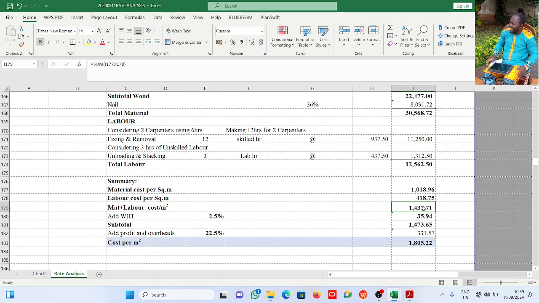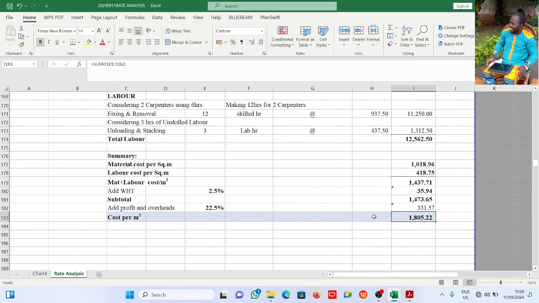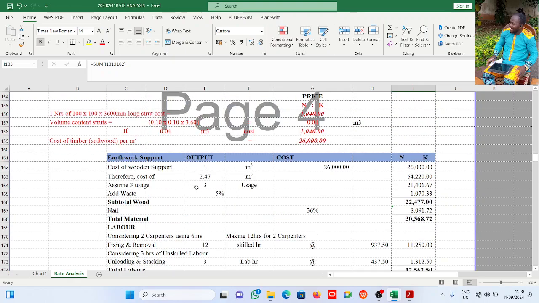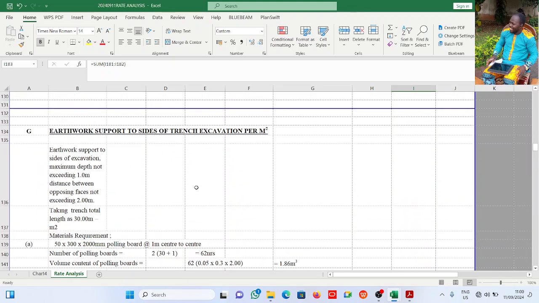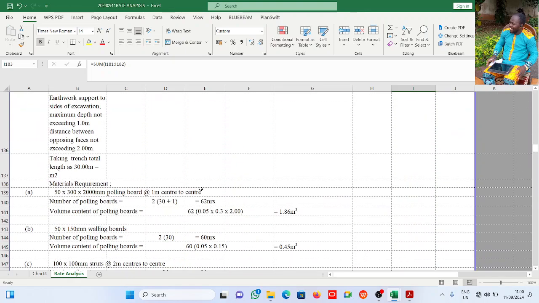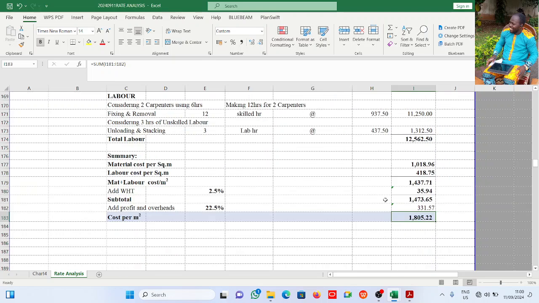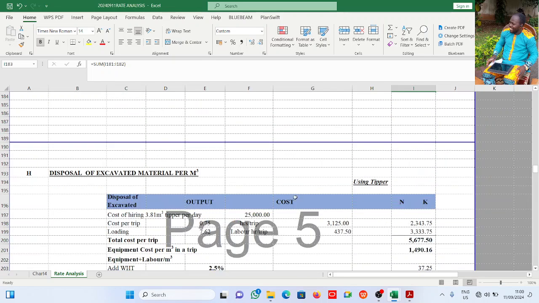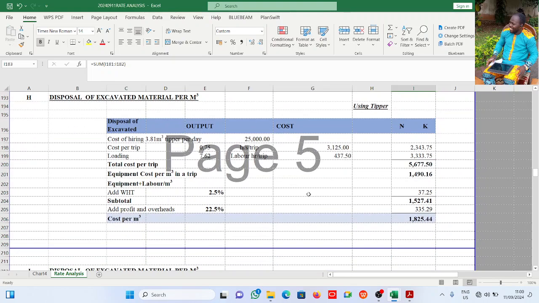Now this is material and labor per square meter. If I do this 2.5 and I add profit and overhead, that gives me this. All right, so cost per square meter for earthwork support is 1,805 naira 22 kobo. Then we'll talk about disposal.